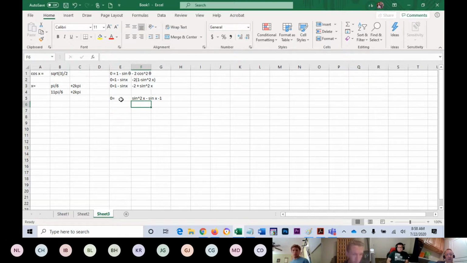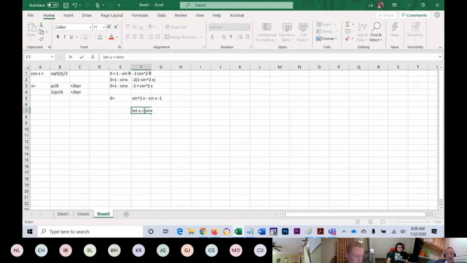Somebody said factor it, and now that we have it all in sines, it's going to be much easier to factor it, right? Some of us are still going to have trouble factoring it. Another thing you can think of, which we talked about in class but I didn't emphasize much, is u substitution. Let u equal the sine of x. Then this becomes u squared minus u minus 1.